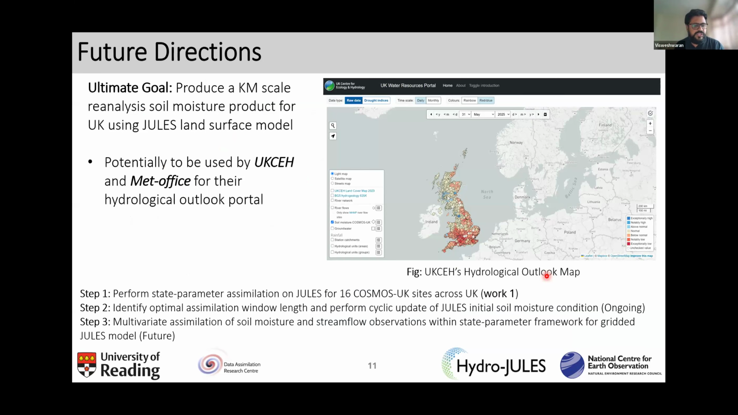And in the third step, in future, we are planning to do a multivariate assimilation framework by incorporating both soil moisture and streamflow information within this state parameter framework for the three-dimensional JULES model to see how it works. Yeah, thank you.